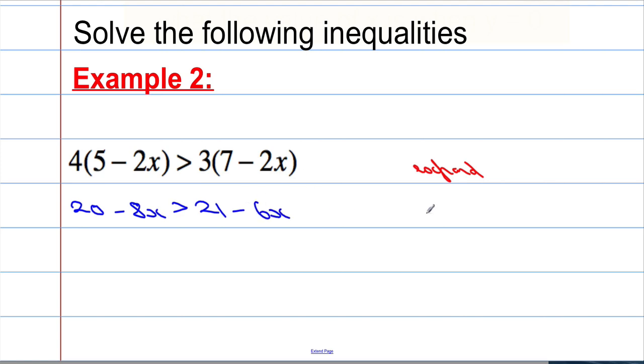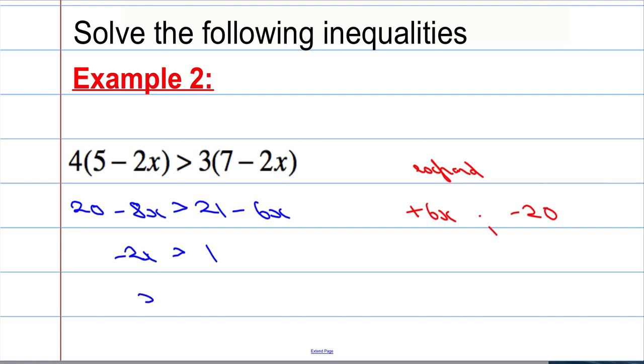Now this time I'm going to add 6x to both sides, and then I'm also going to subtract 20 from both sides. So adding 6x to both sides, we get negative 2x here, and this 6x disappears. And we're subtracting 20 from the left hand side, so I must subtract it from the right, which gives me 1. Negative 2x is greater than 1.